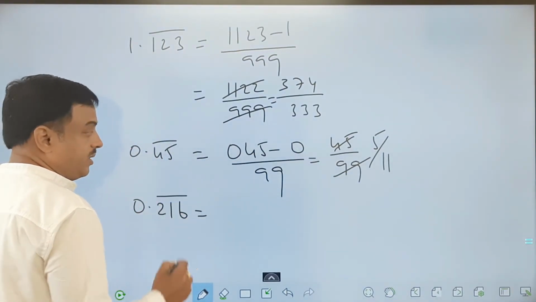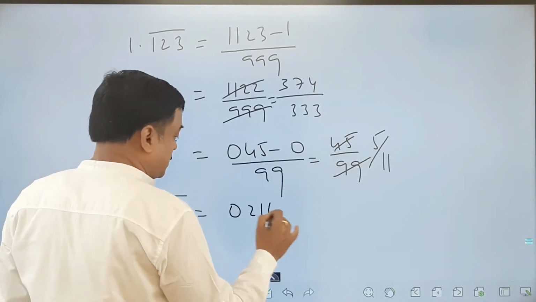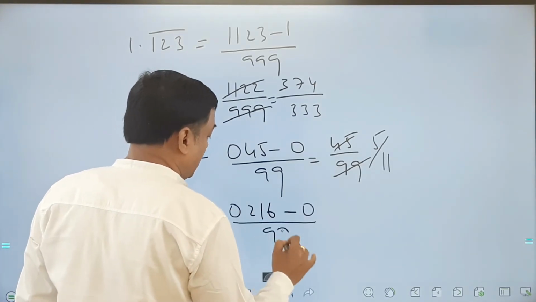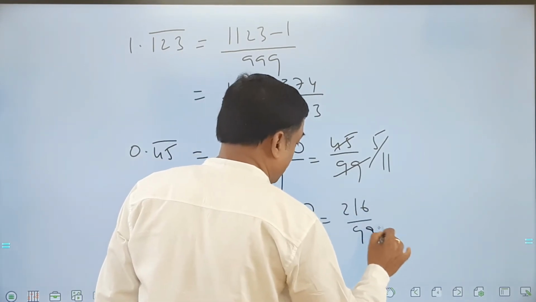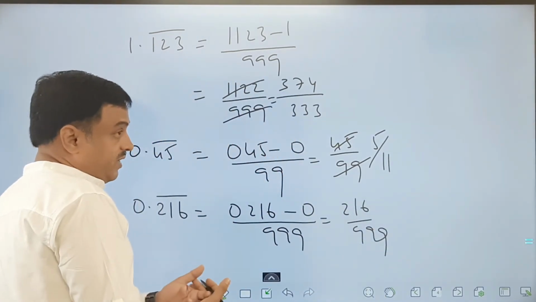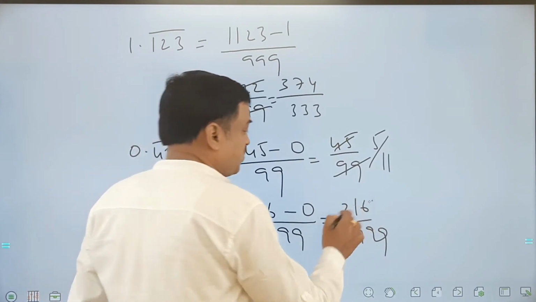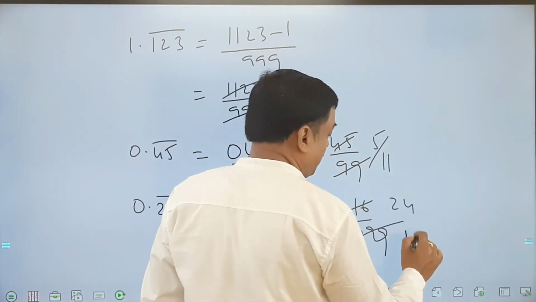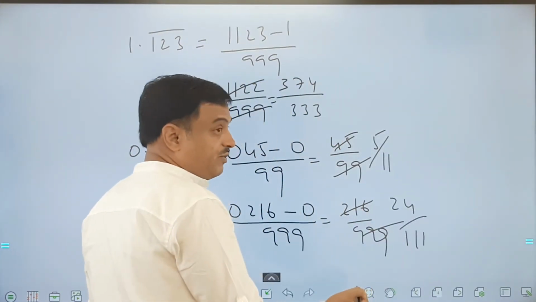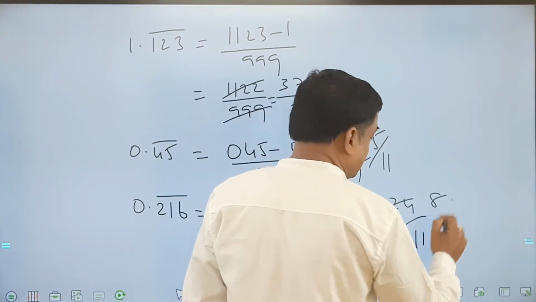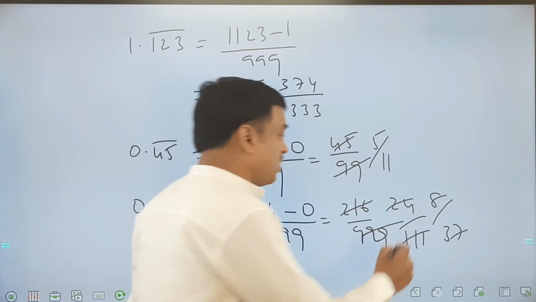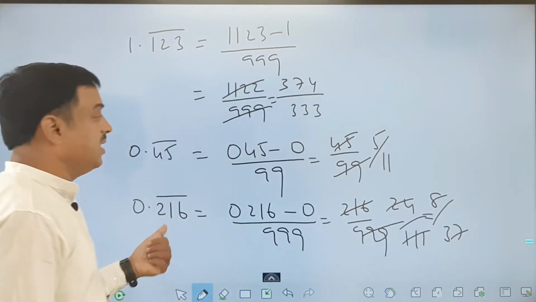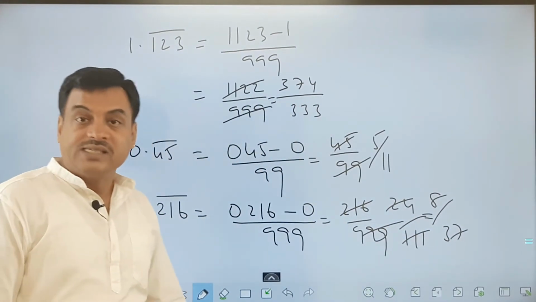0.216 bar, for example. It's 0.216 minus 0 upon 999, we can say, which is 216 by 999. And now both of these are multiples of 9. This will be 24 times and this will be 111. And further they are divisible by 3. This is 8 times and this is 37 times. So my final answer to this, or equivalent value of this one, is 8 upon 37.